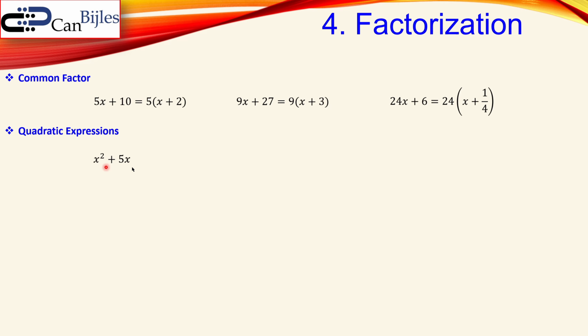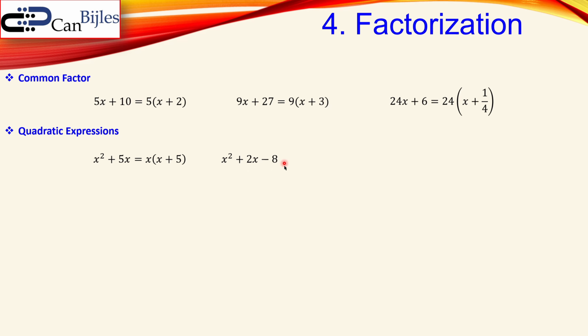This simple expression will only have 2 parts, the square part and the linear part. Each of them has an x, so we can just take x out, and then we have x times x plus 5. This is similar to that one, but using the quadratic expression. You can also have 3 parts, so x squared plus 2x minus 8.